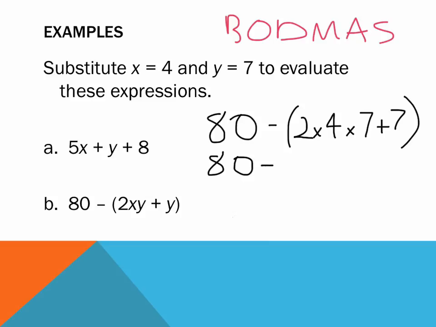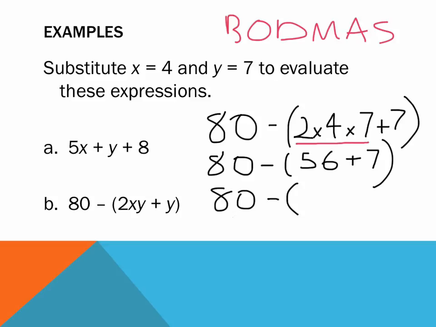80 subtract 2 multiplied by 4 is 8. 8 multiplied by 7 is 56, plus 7. What I've done there is just do this multiplication in here. So 2 times 4 is 8, 8 times 7 is 56, and I've simplified that. 80 subtract... now 56 plus 7 is 63.